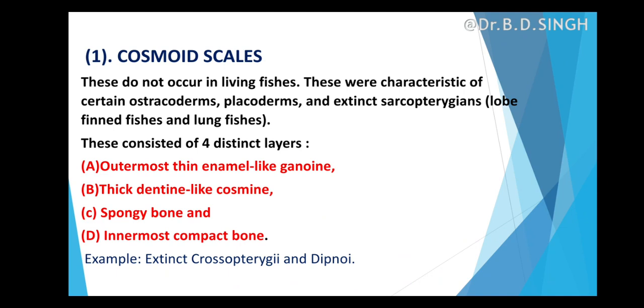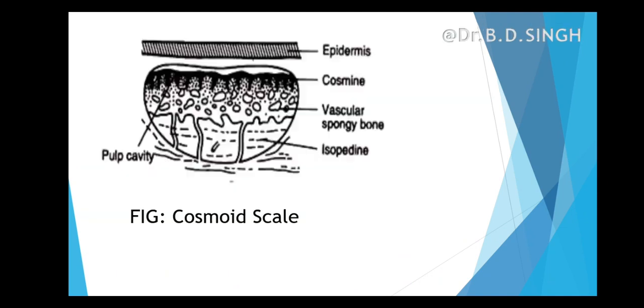A. Outermost thin enamel-like ganoine, B. Thick dentine-like cosmine, C. Spongy bone, and D. Innermost compact bone. Example: extinct Crossopterygii and Dipnoi. You can see the structure of cosmoid scales.